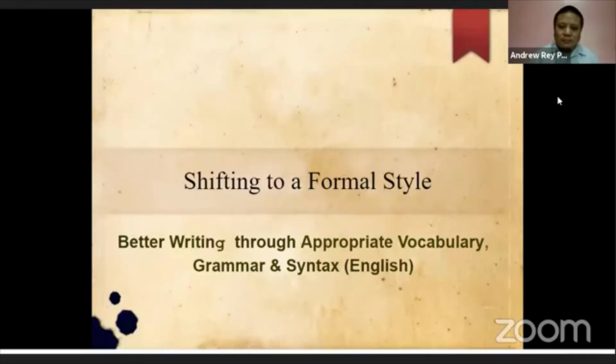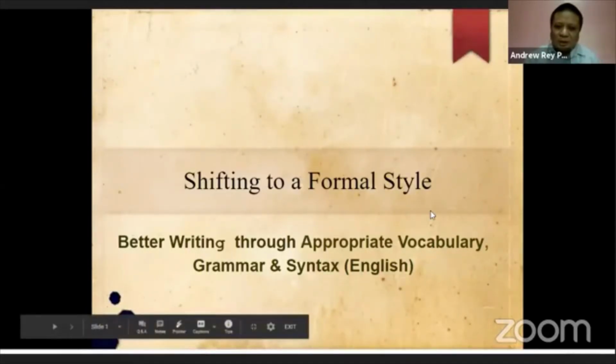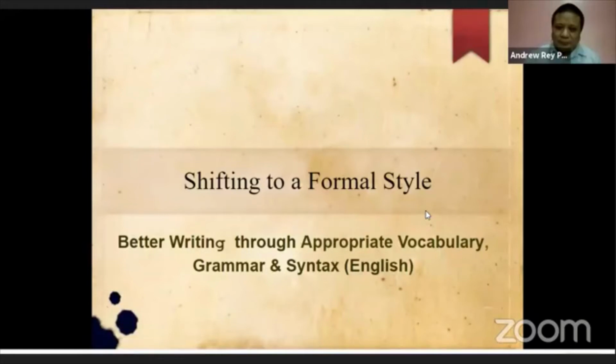Shifting to a formal style. Okay, so we're going to discuss now shifting to a formal style. When we write for the academe, we need to follow a formal style. In the same way that we do not go to school wearing beach attire, we try to be more formal in our writing because it's academic writing.